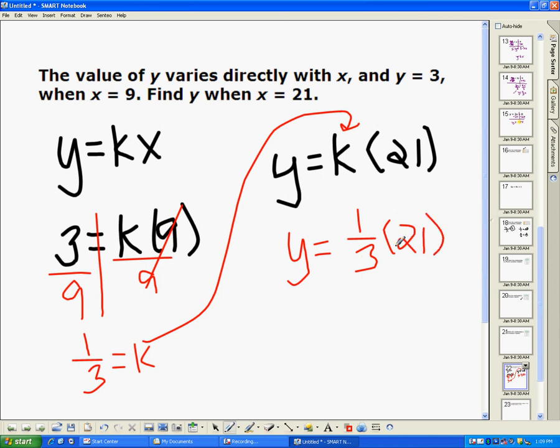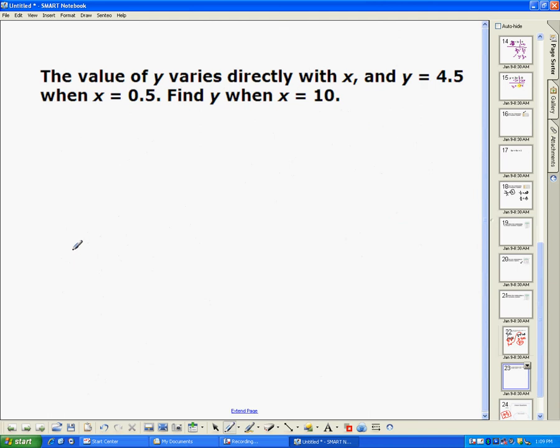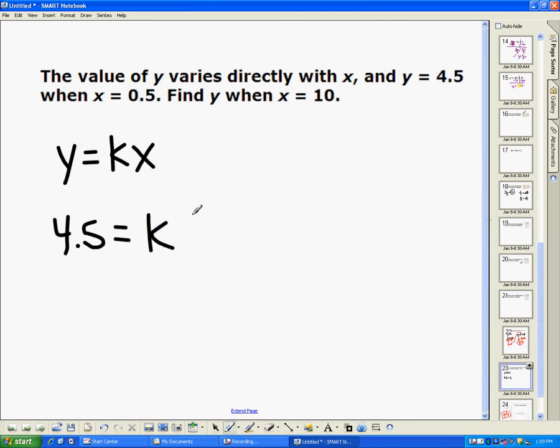All right, let me do one more. Again, this one is saying that y varies directly with x, so that means this is direct variation. Y is equal to kx. And y is equal to 4.5. We don't know what k is, but we know that x is equal to 0.5. So it's saying find y when x is equal to 10.